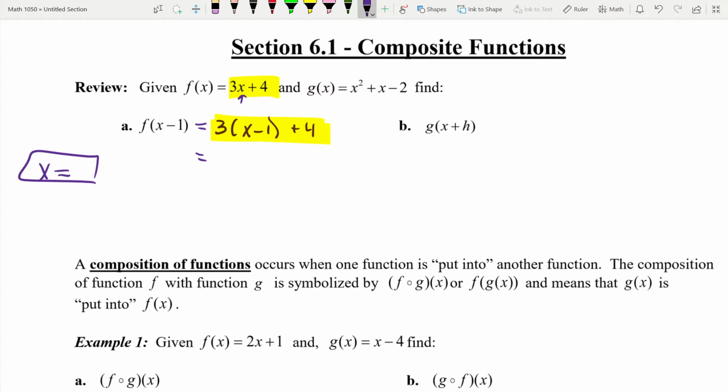So your answer is an expression. So if you distribute the 3, you get 3x minus 3 plus 4. Add those together, you get 3x plus 1, and you're done.